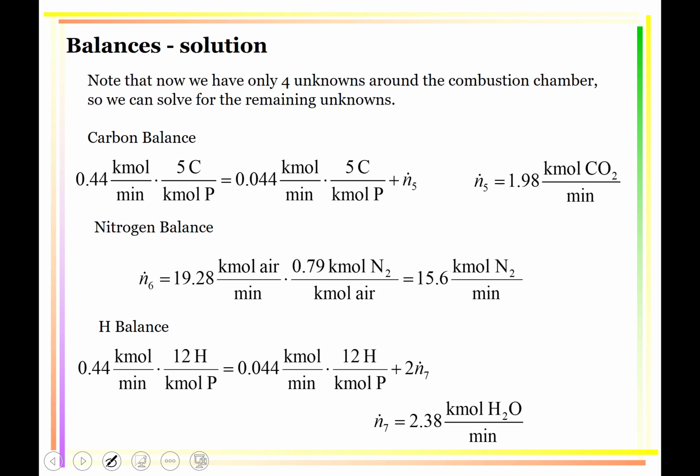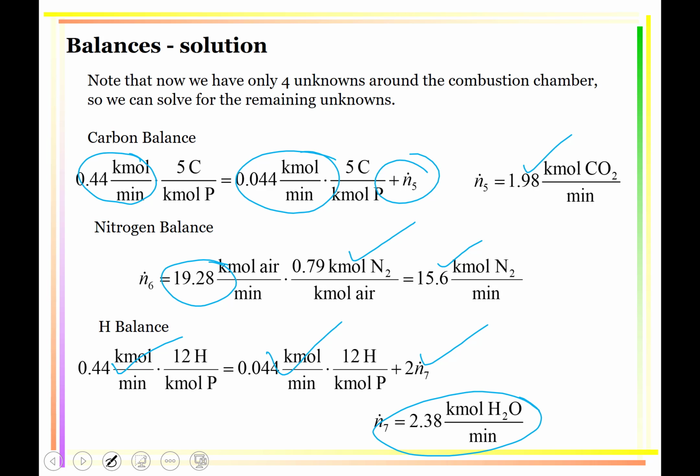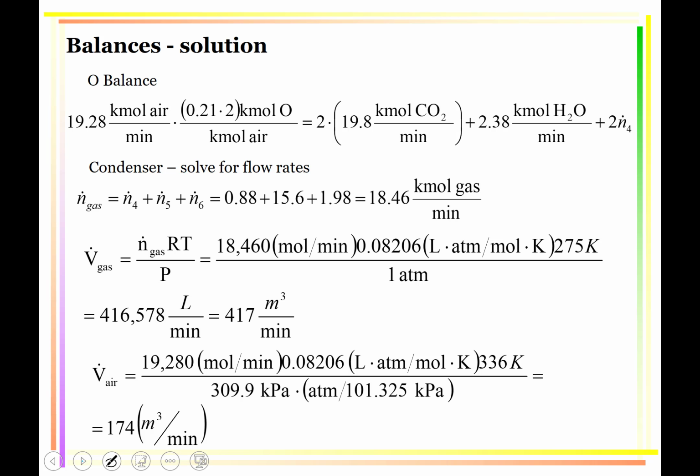Now around the combustion chamber, we can solve the remaining unknowns using carbon balance. We have carbon going in the pentane, carbon coming out in the pentane, and we have CO2, so we can calculate the CO2. For the nitrogen balance, nitrogen in is equal to nitrogen out. We know the kmoles. We have 0.79 kmoles of nitrogen per kmole of air, and we have 15.6 kmoles of nitrogen. The hydrogen balance: we have hydrogen coming in the pentane, hydrogen coming out in the pentane, and we have water, so we can then solve for water. If we do the oxygen balance, we will find the unreacted oxygen that's flowing out. And that's what we did.